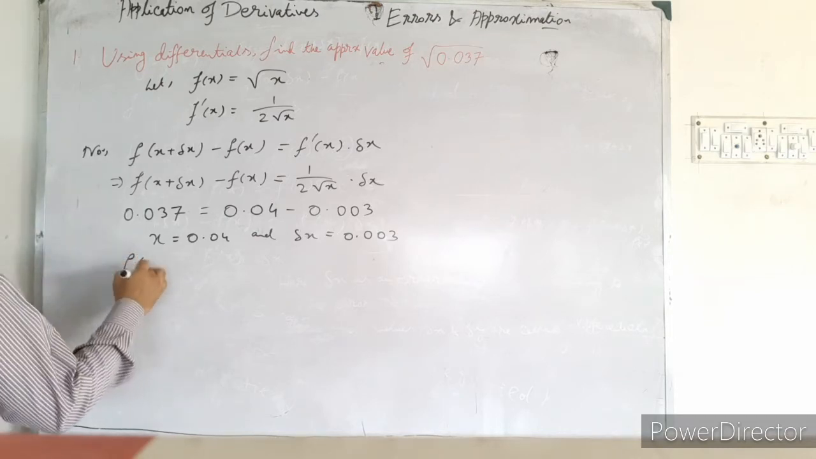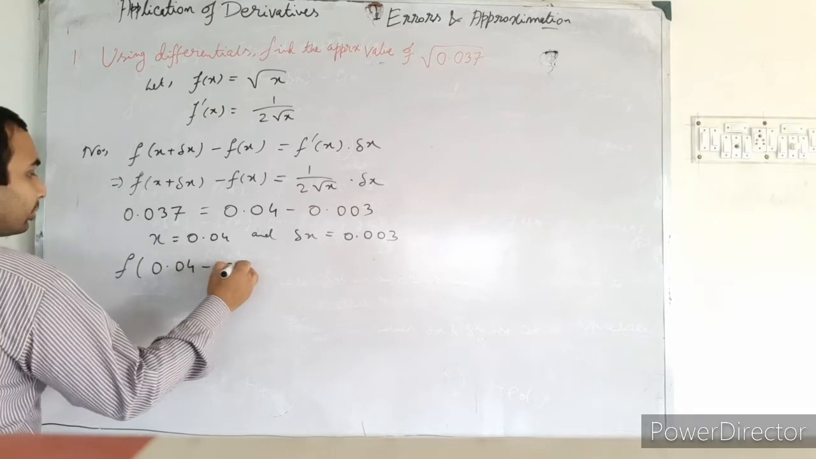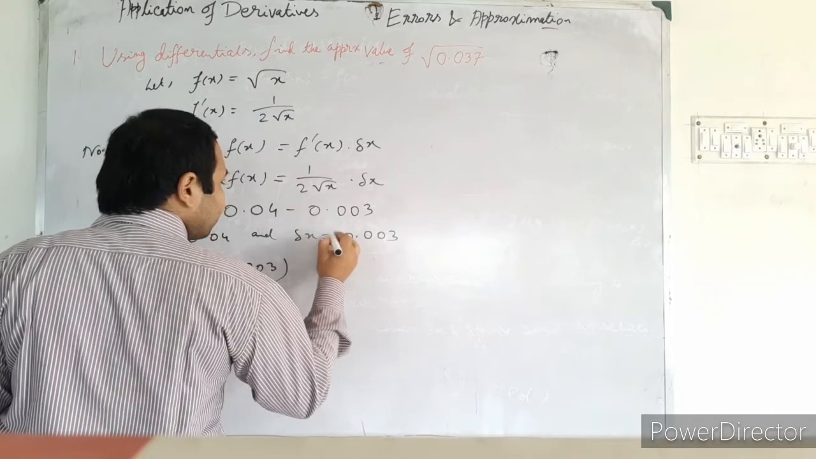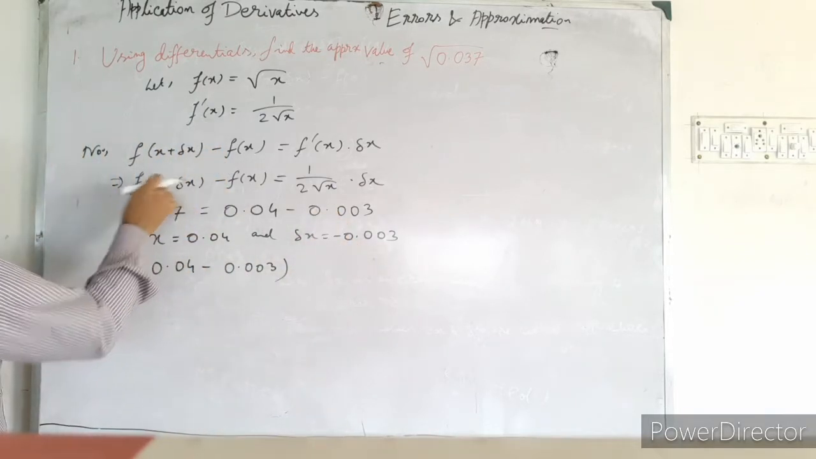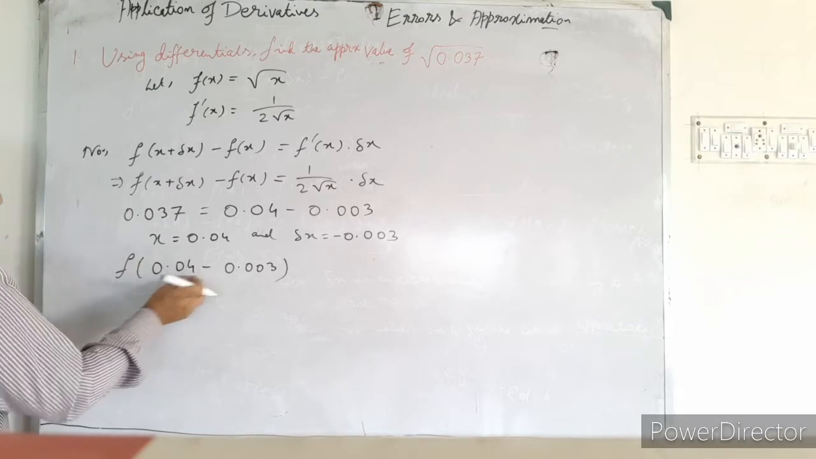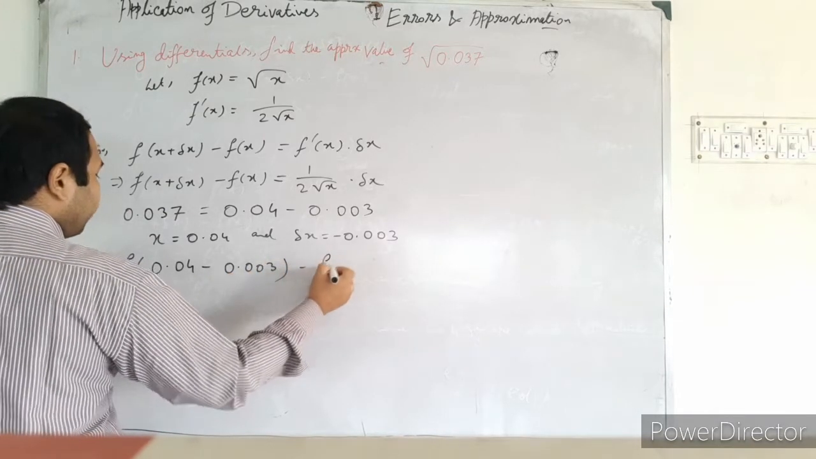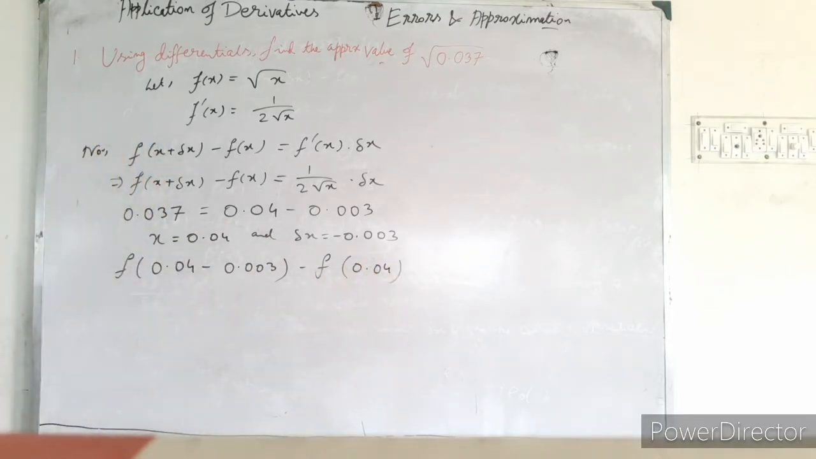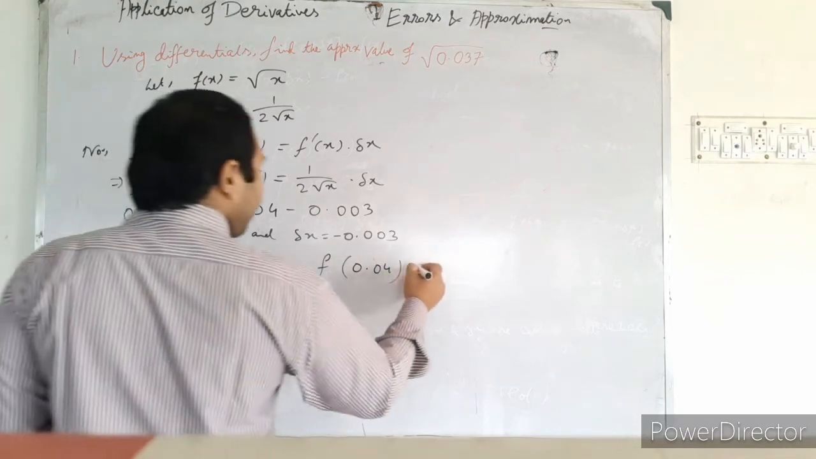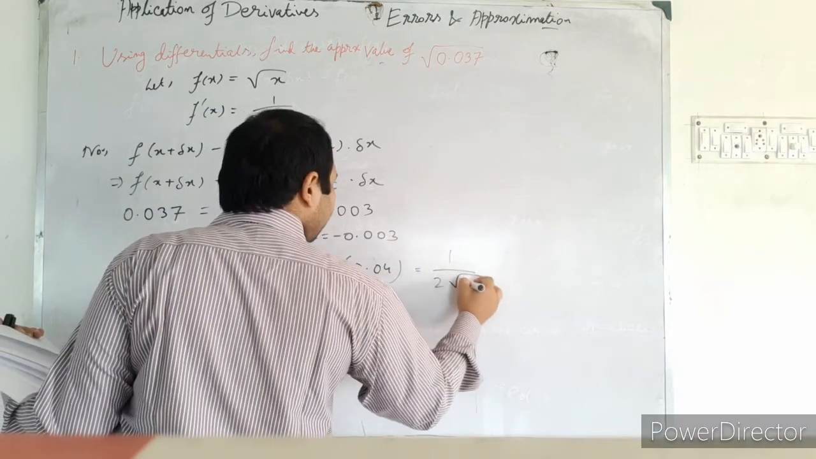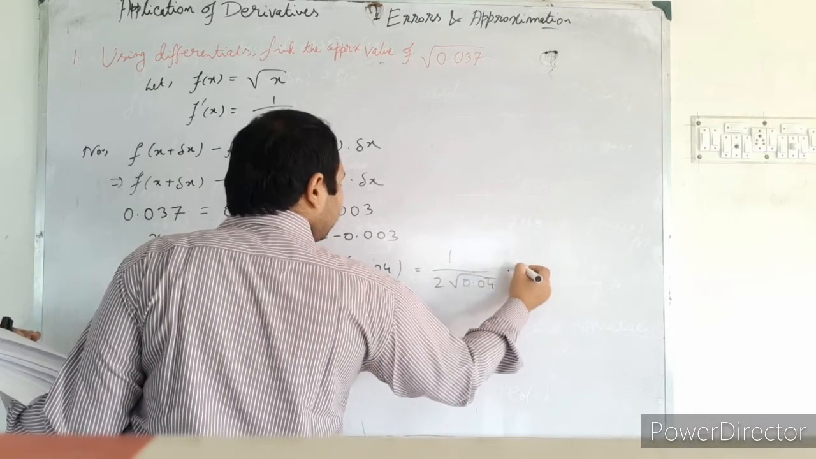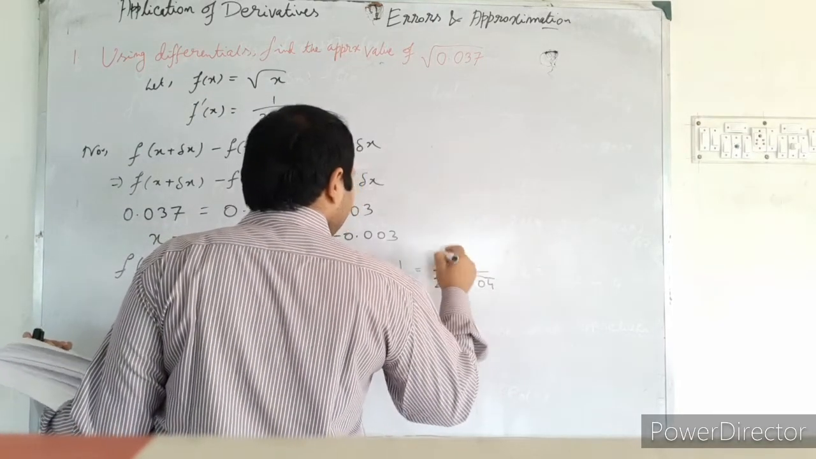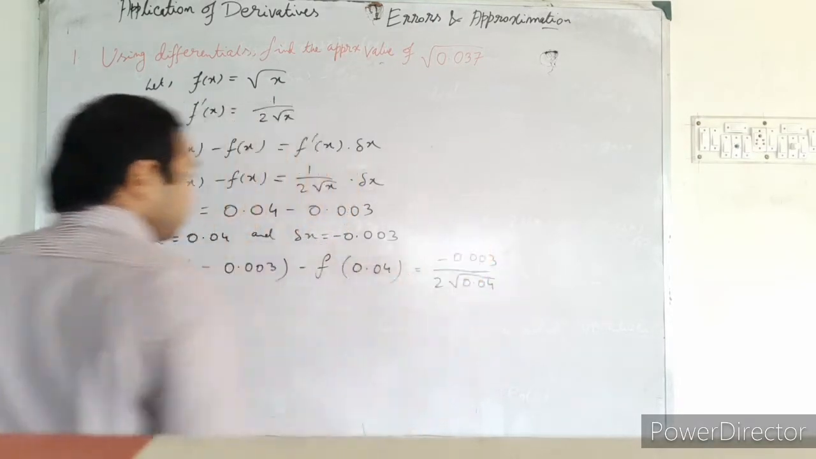f of 0.04 minus 0.003, sorry, here it will be minus. This is minus. I am putting the values here. So f of x plus del x, so this is this minus this, minus f of x, x means 0.04, is equal to 1 by 2 root over 0.04 into del x. Here I am writing minus 0.003.